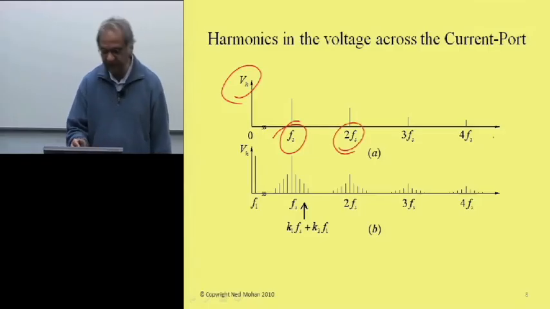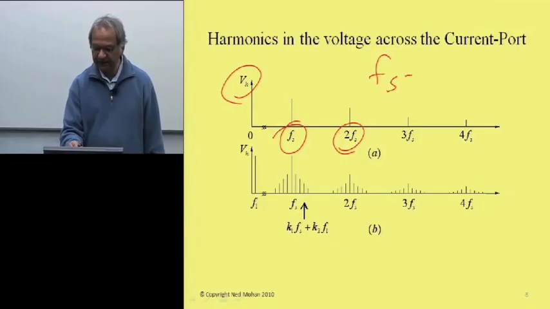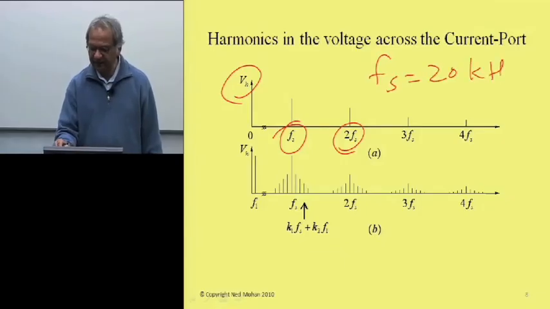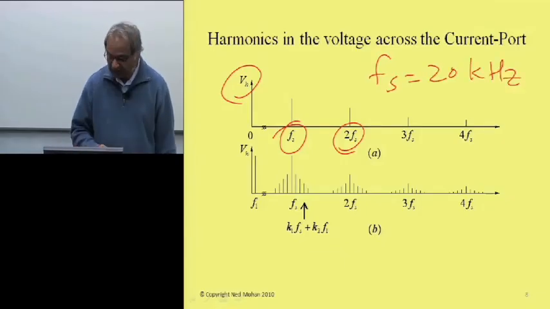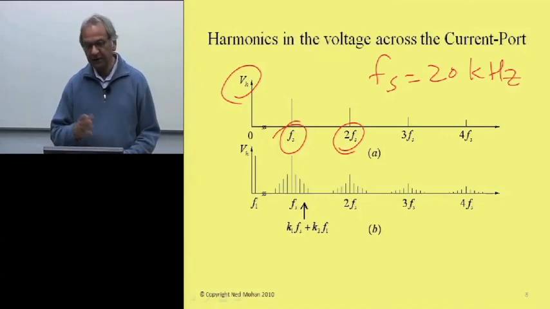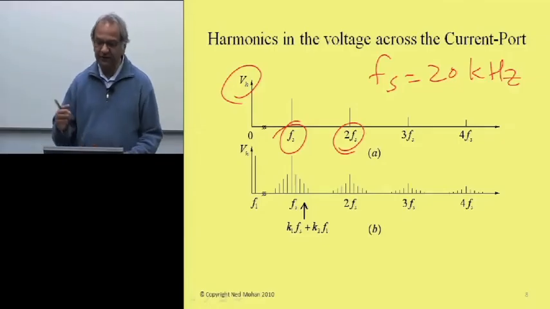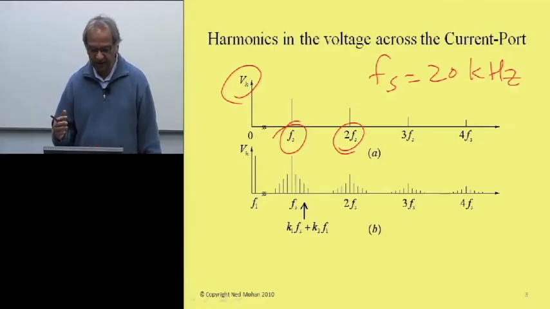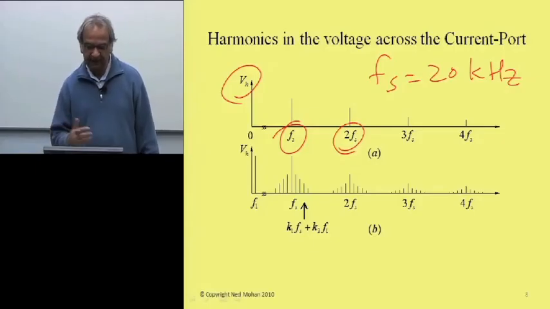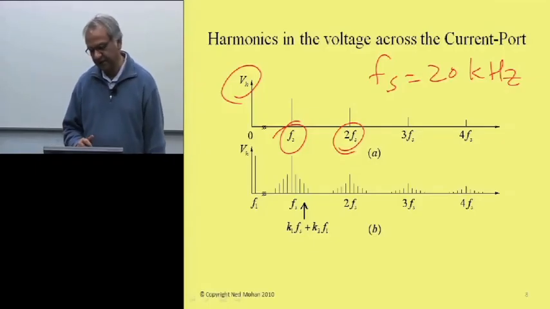And if this switching frequency is high, for example, I gave a value of 20 kilohertz as an example, then all these harmonics are at very high frequency, which can be easily filtered, or which may not result in significant ripple in that current that we were talking about, the current through the inductor.